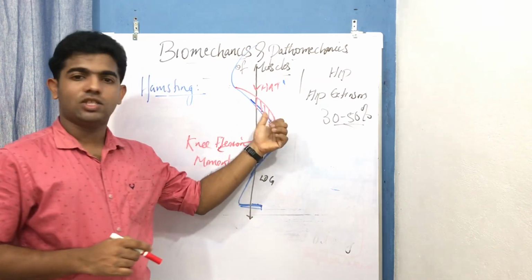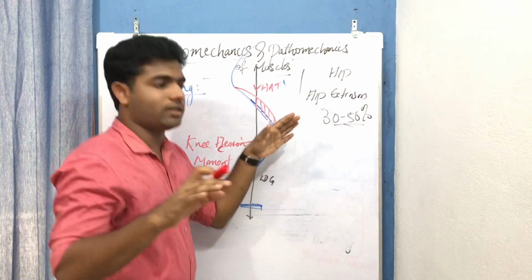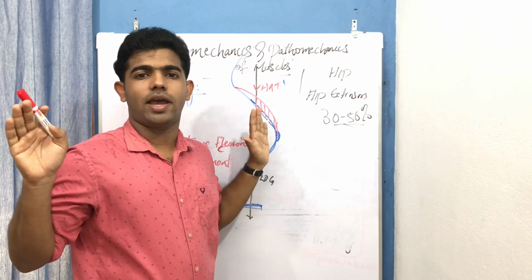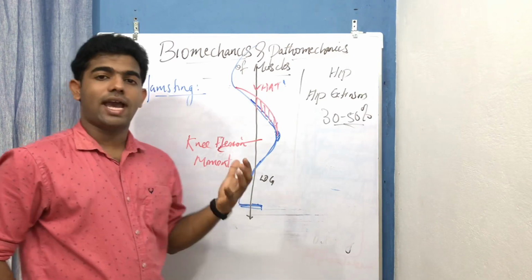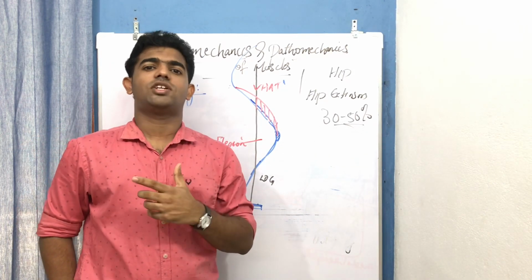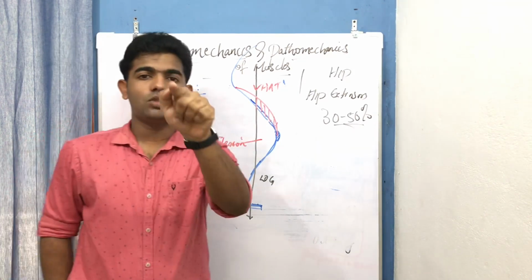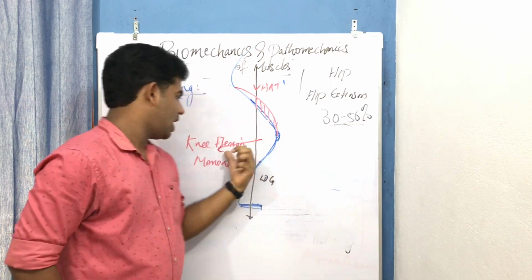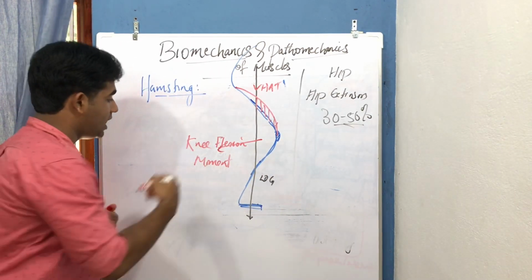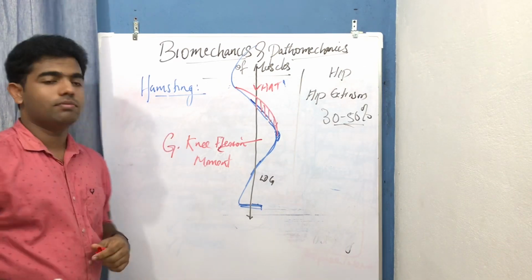If there is a weakness of the quadriceps, what happens? Buckling of the knee happens. So in order to flex the knee, we don't need much of the hamstring in day-to-day activities like descending a stair, but the quadriceps is very important because it controls the gravitational knee flexion-extension moment.